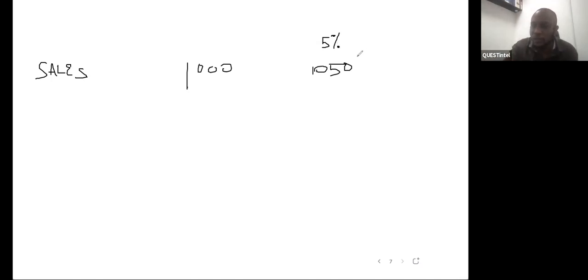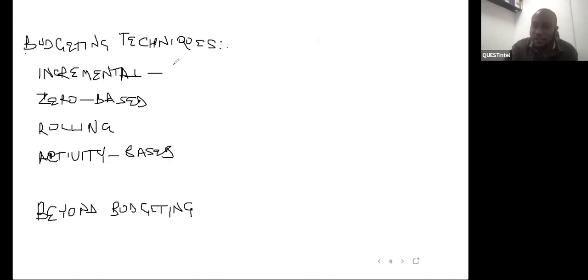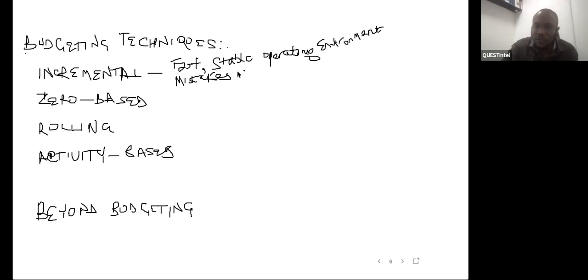Now, traditionally, incremental budgets are the historical way that budgets are prepared. And we have some issues with respect to incremental budgets. They are fast to prepare, and they are particularly suitable for a stable operating environment. But the issue is that if there are any mistakes or issues with the current budget, they will be incorporated into the future budget. So mistakes can be continued. If you had ghost workers before, you've inflated them by a number of staff. You're just making the same mistakes. So mistakes can be continued.